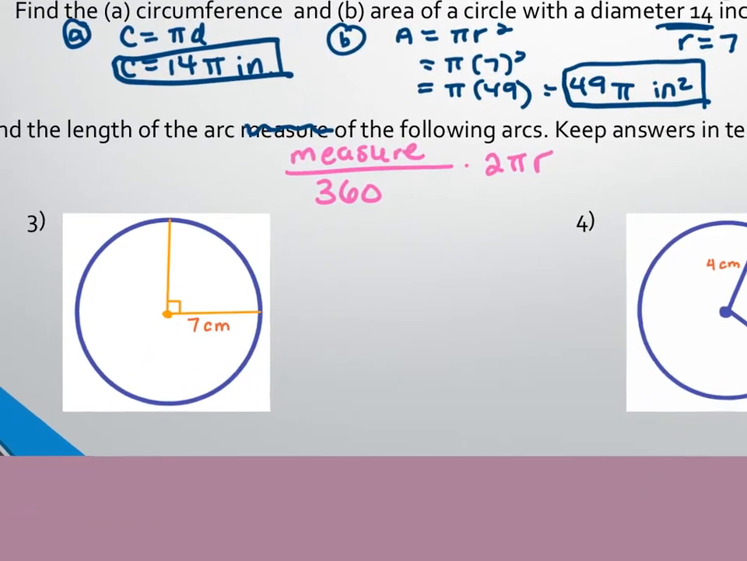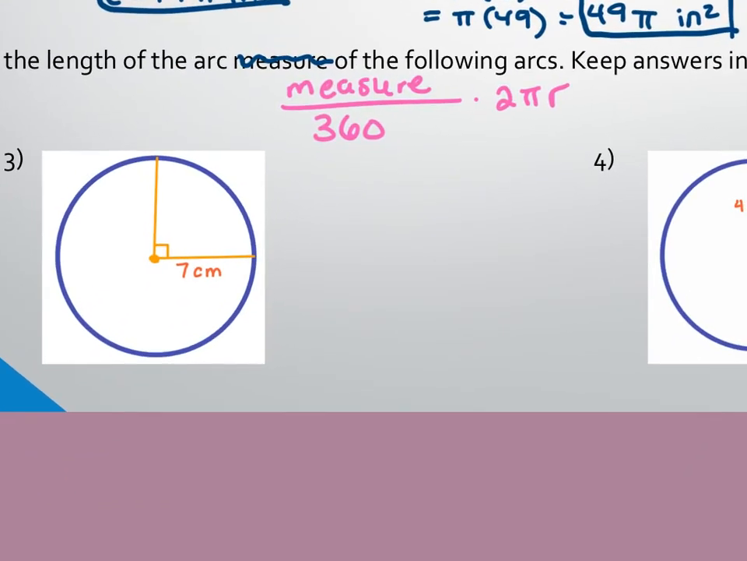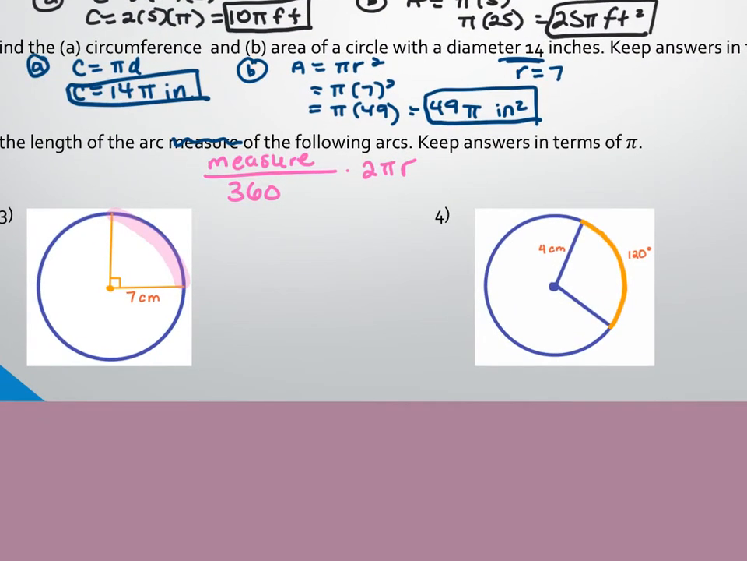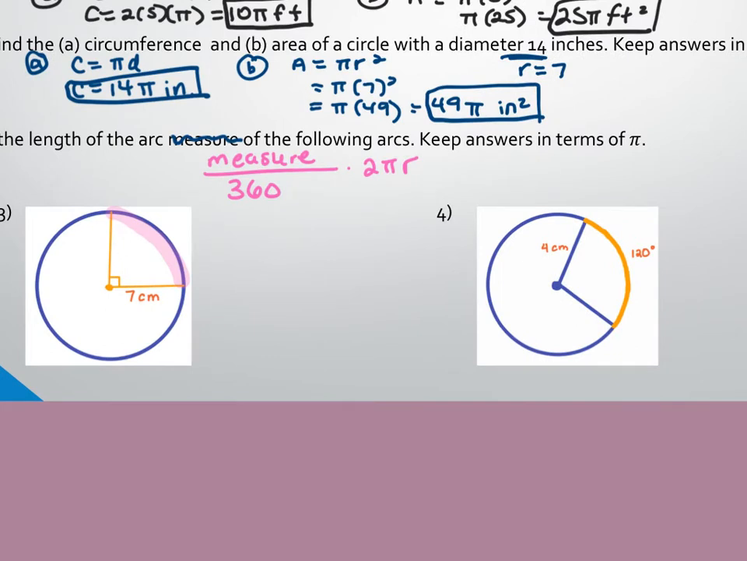So if I look at number 3, this arc is what we're trying to find. The measure is going to match the angle that's formed by it. So if that's a right angle, that means that this is 90 degrees. That means this is 90 degrees as well. So then it becomes 90 over 360 times 2 pi r, where the radius is 7.